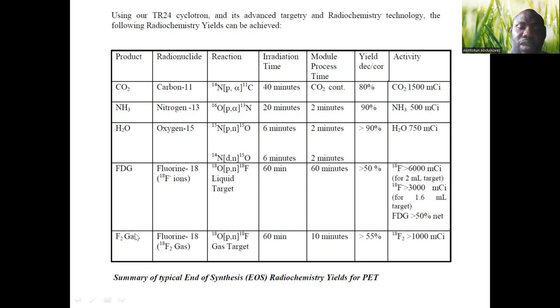We have the fluorine gas. Fluorine gas is also produced with the same interaction as the one above, and it's 60 minutes running time. And the module time is 10 minutes because there is no labeling. We are not going to label it with any pharmaceuticals. But the yield is greater than 5%.